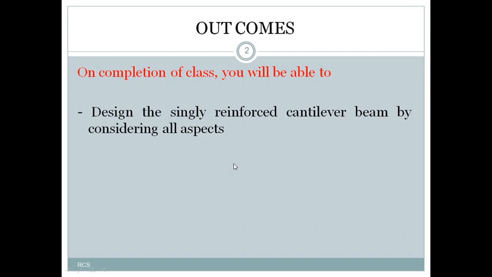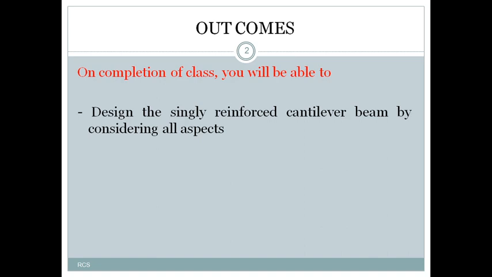So let us discuss what we covered in the last class. In the last class, we designed a singly reinforced, simply supported rectangular beam completely. Let me recall the steps we did there. First, we calculated the assumed overall depth, and from that we calculated the width of the beam. Then, by assuming suitable cover, we calculated the effective depth of the beam. Then we calculated the effective length of the beam.